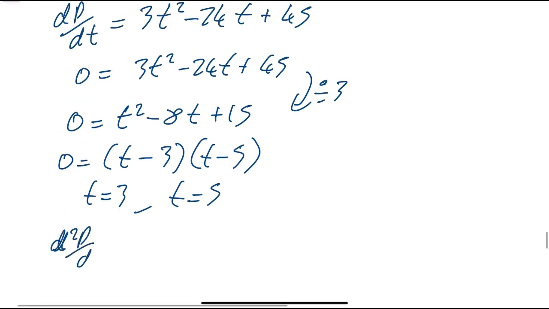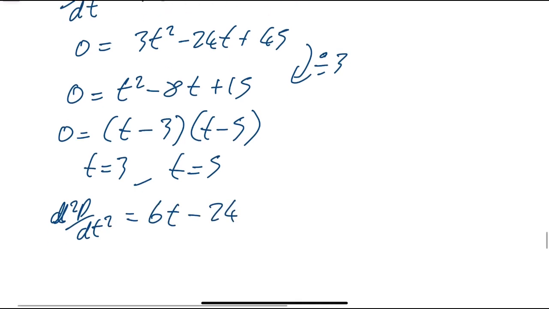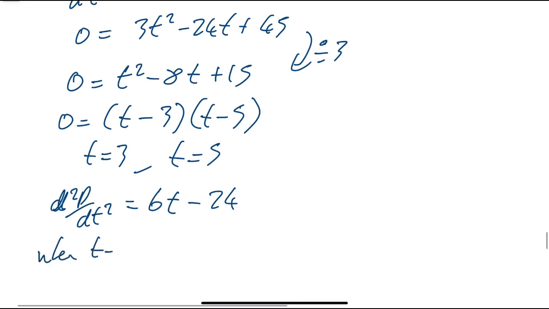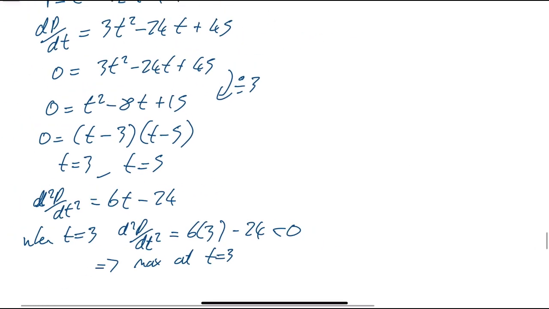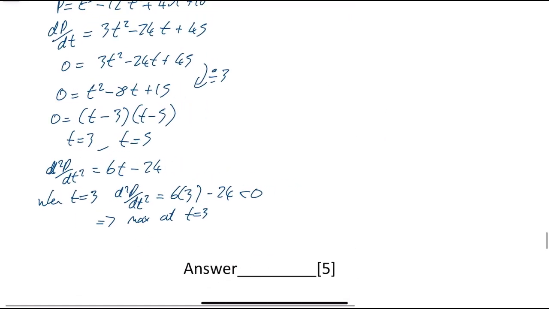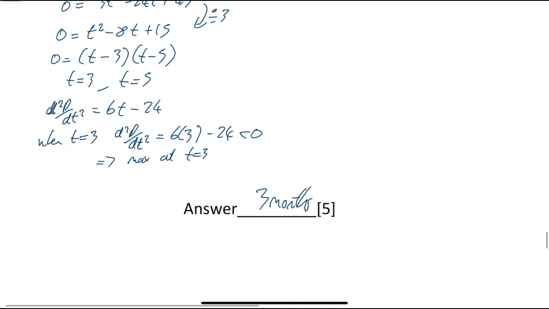So just to be sure I get the marks, d2P by dt squared. And I do not know in the mark scheme if I need to do this. I may not, but that's what I get. And just say when t is equal to 3, d2P by dt squared is equal to 6 times 3 minus 24, which is definitely going to be less than 0. Therefore, it's a maximum at t is equal to 3. Okay, and also you could confirm as well. Well, we'll do that in the next bit, I think. Sorry, that is 3 months then is our answer. So that's when it begins to fall.